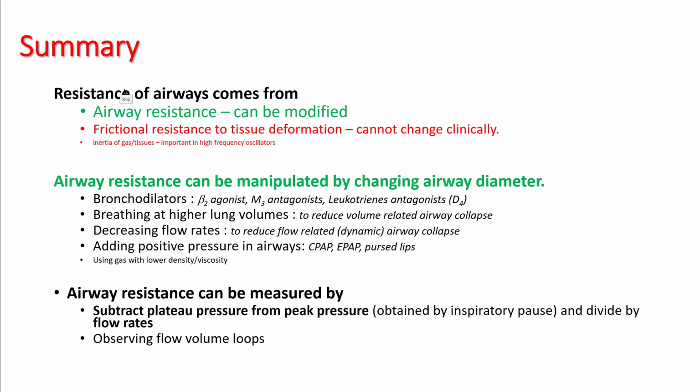Airway resistance can be measured by performing an inspiratory pause and then subtracting the plateau pressure from the peak pressure and dividing by the flow rate. You can also get some idea of airway resistance by observing flow volume loops.